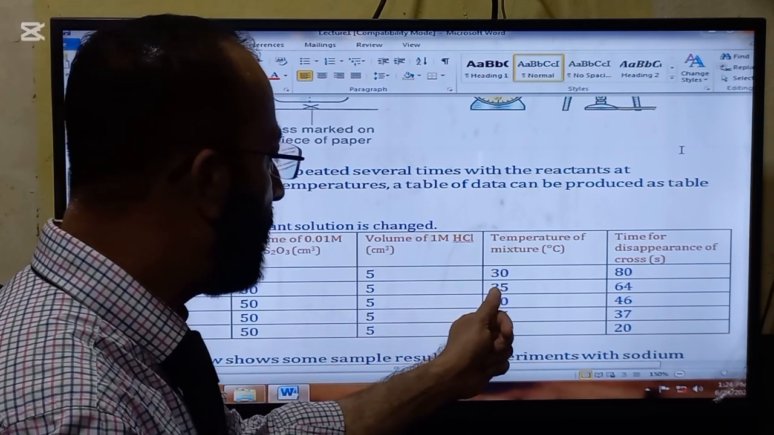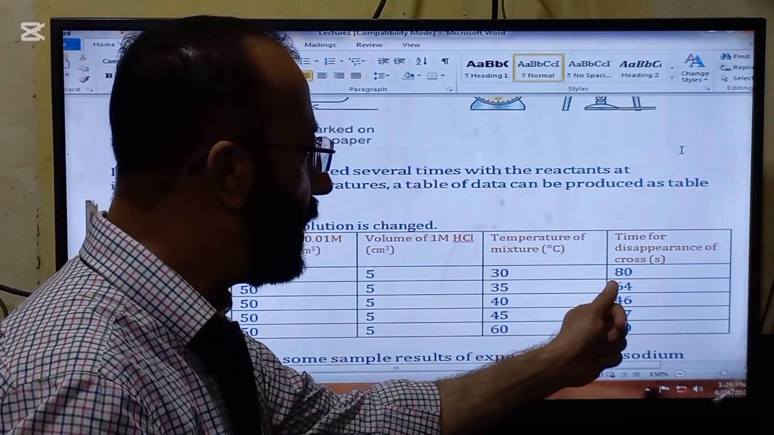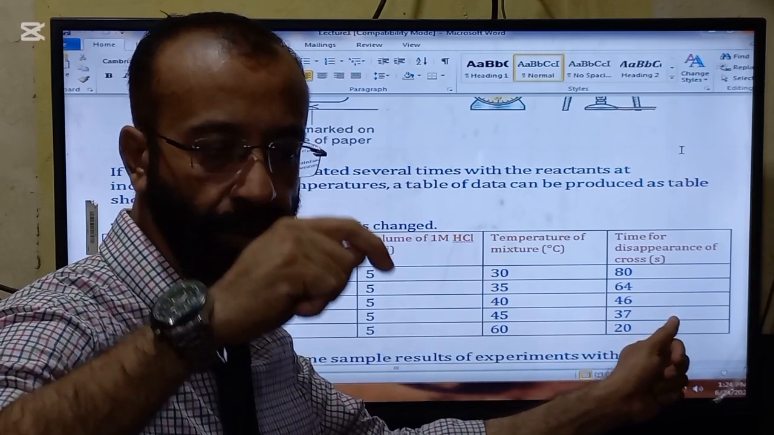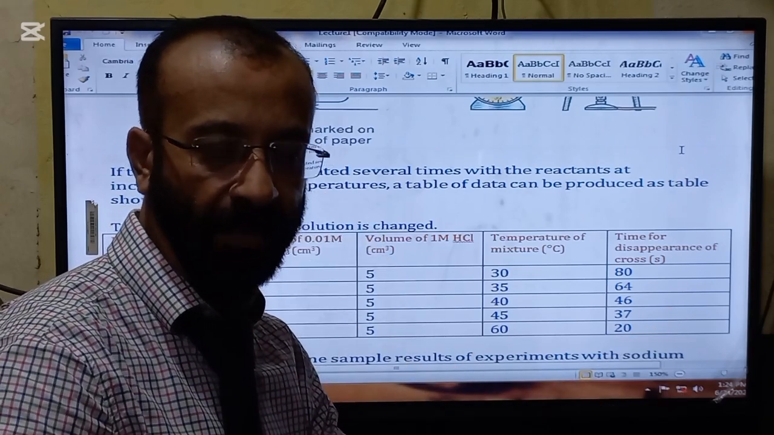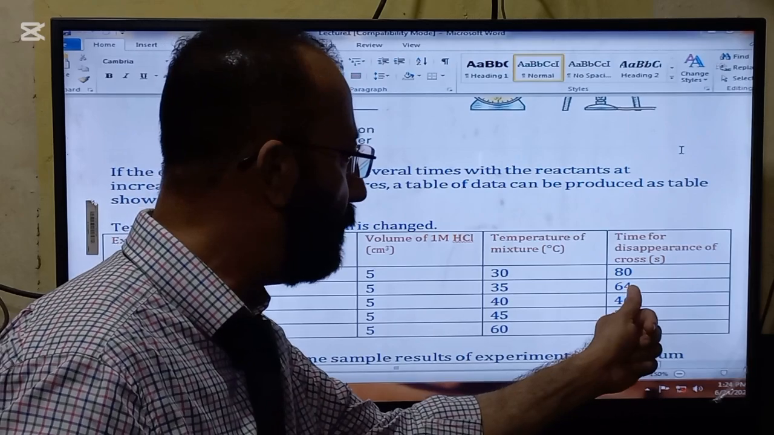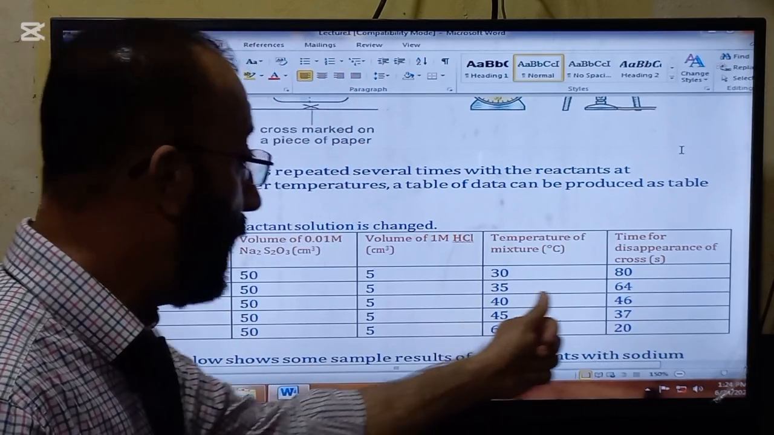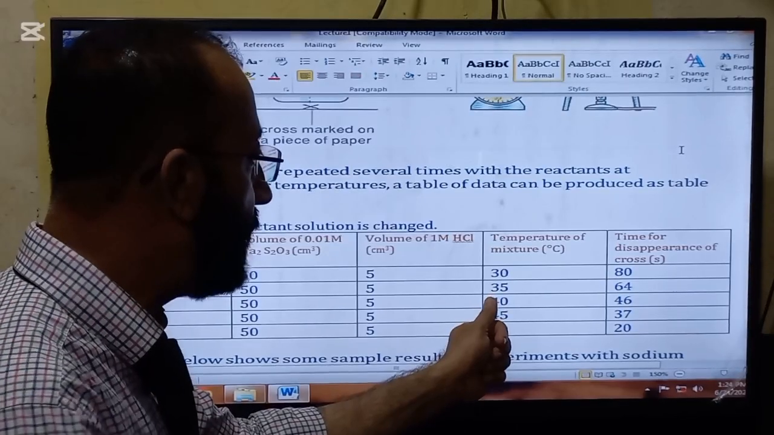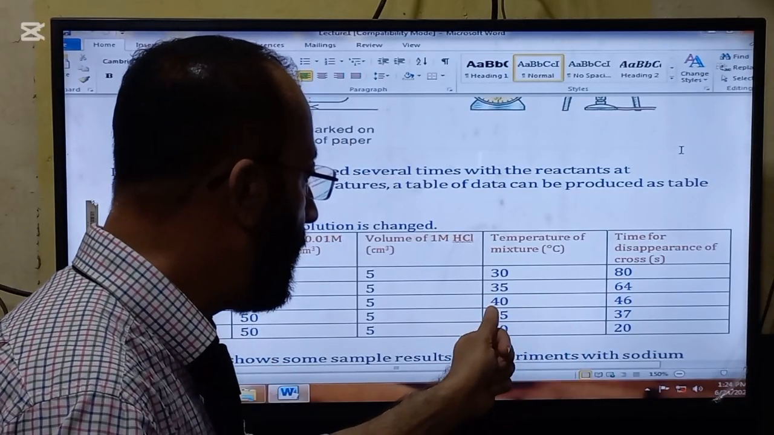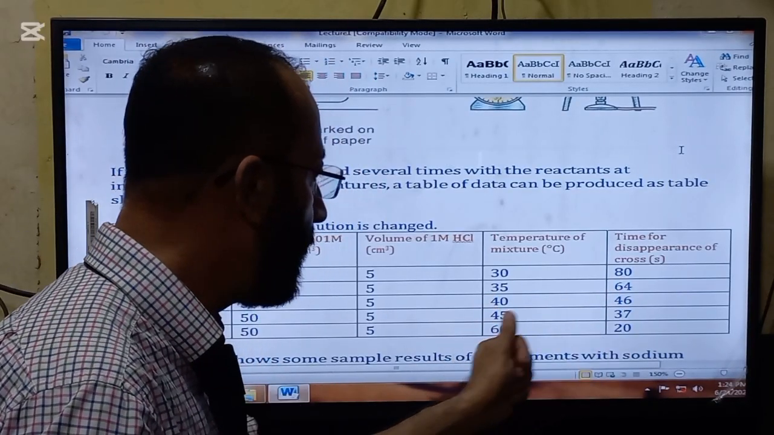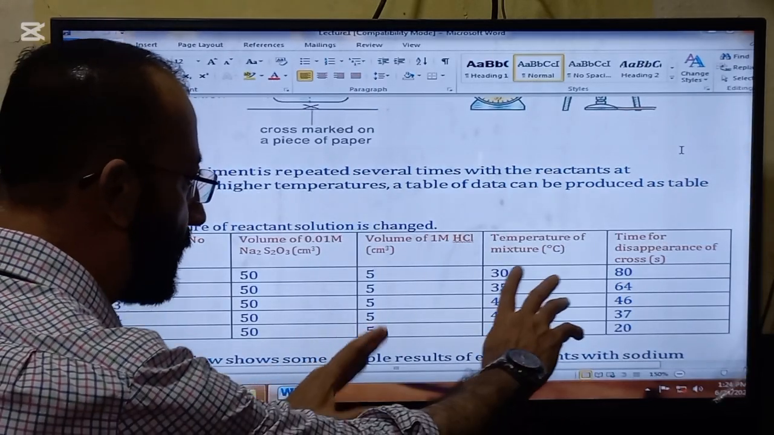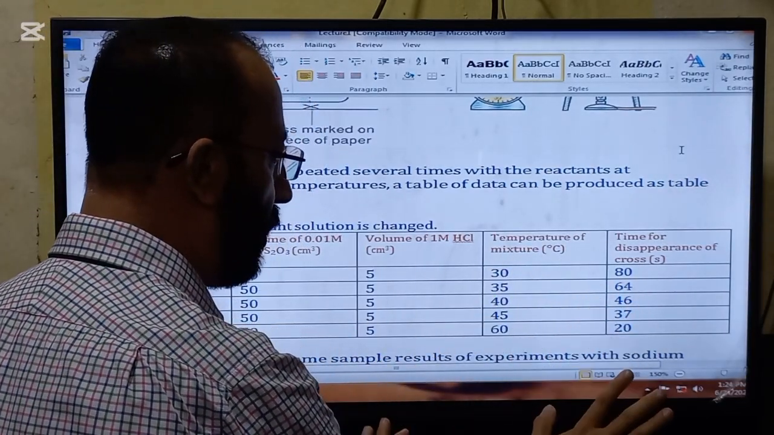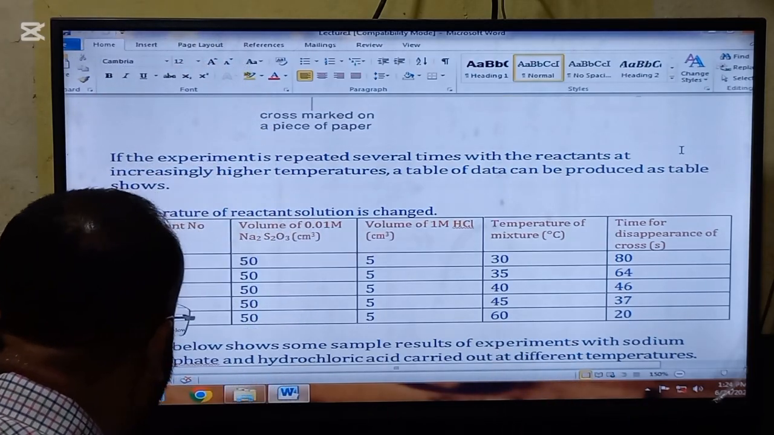So when the temperature was 30 degrees C, the time taken for the solution to become cloudy and the mark to be obscured will be 80 seconds. And at 35 degrees C, lesser time will be taken, at 40 even less, and so on. And these two sets of values will be plotted on a sheet of graph paper.